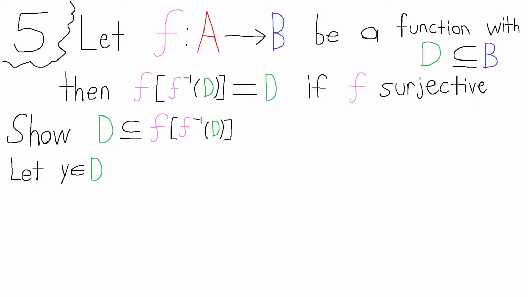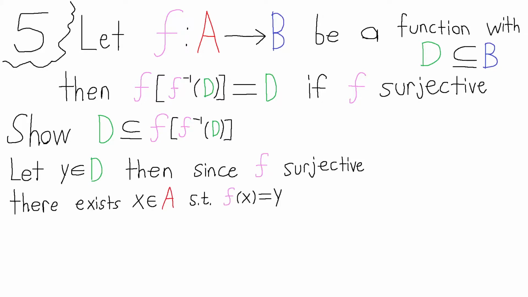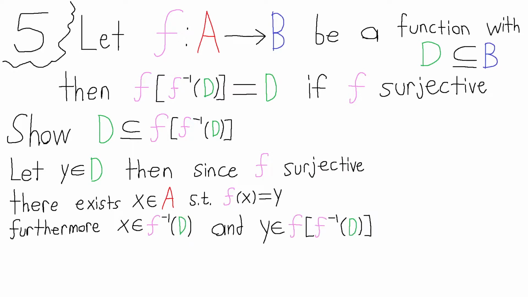Let y be an element of D. Then since f is surjective, there exists x in the domain A such that f of x equals y. Since y is an element of D, we have that x is an element of the preimage of D, and so y is an element of the image of the preimage of D. This shows that the right side is a subset of the left side, and combined with the previous part, we have full set equality, provided that f is surjective.